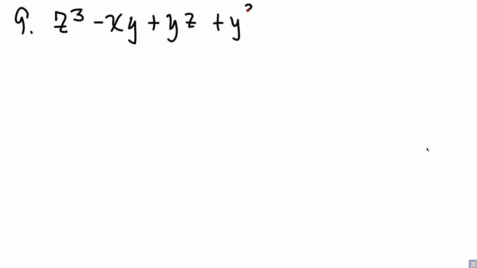All right, so let's look at number 9. For this question, we have z cubed minus xy plus yz plus y cubed minus 2 is equal to 0. And then we have the point 1, 1, 1. We're asked to find the partial of z with respect to x and the partial of z with respect to y.